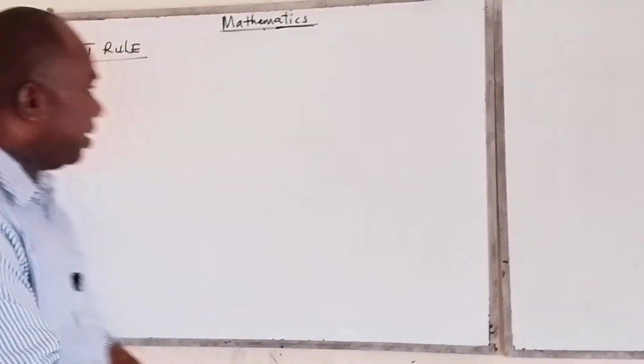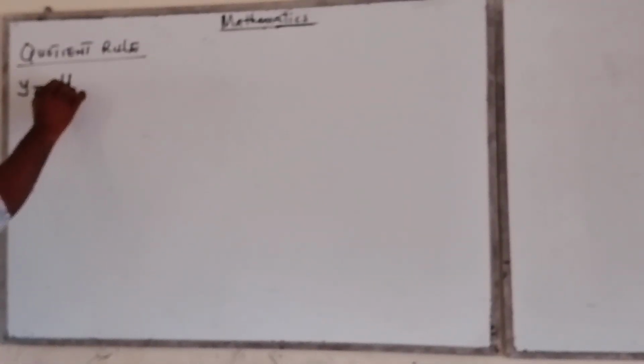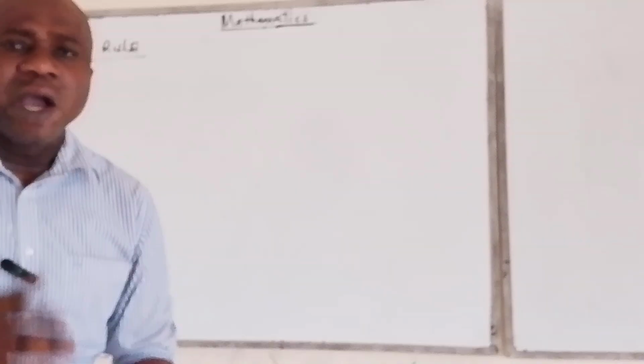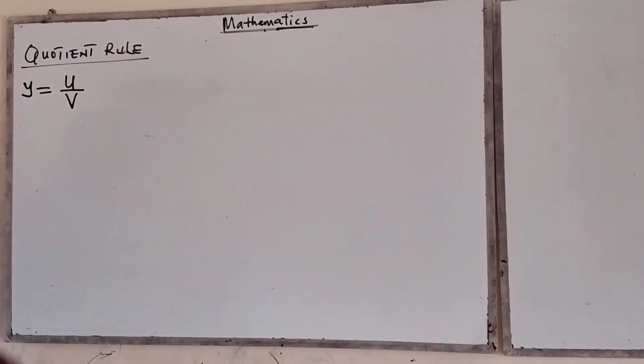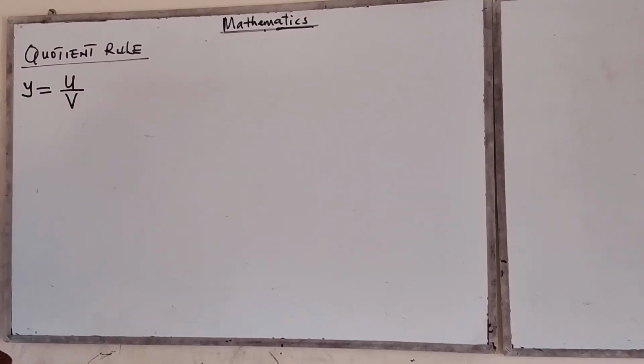So it therefore implies that for a quotient of functions, we have y is equal to u all over v, u divided by v. Now, u and v are both functions of x. Yes, u and v are both functions of x. Now, in this case, y is the dependent variable, while u and v are the independent variables.